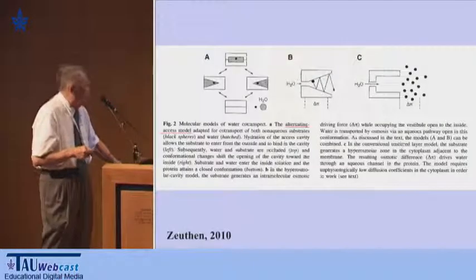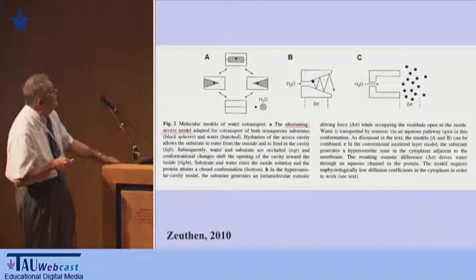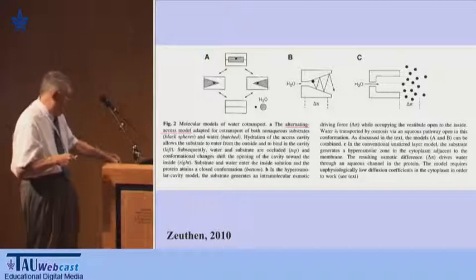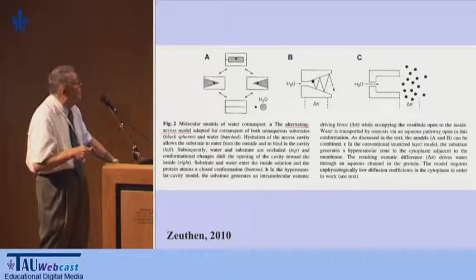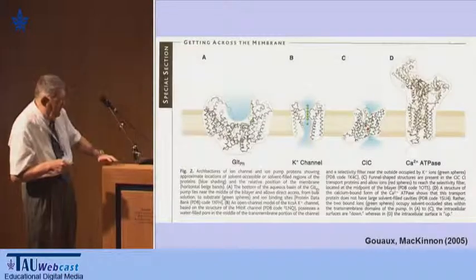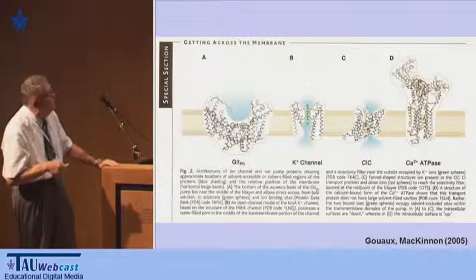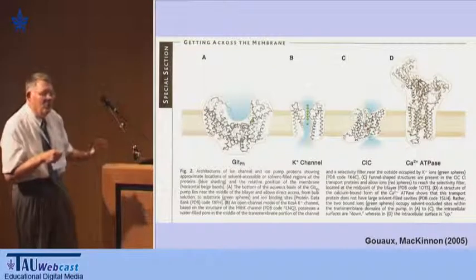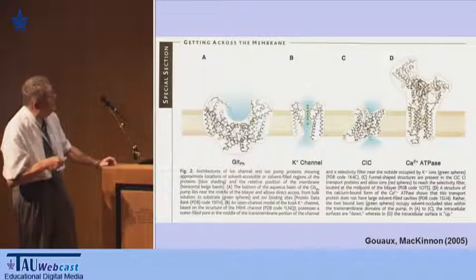But in fact, Zeuthen looked at the literature, and in the last few years, a number of proteins have been found that don't just have narrow channels, but actually have water cavities. Here's a potassium channel with a cavity. Here's a chloride ion transporter with cavities.